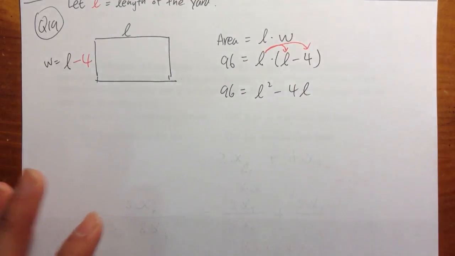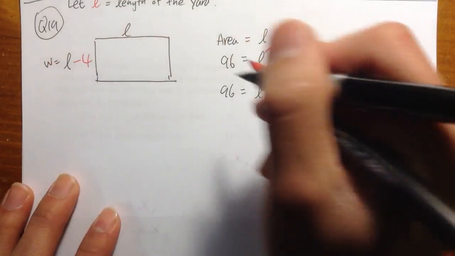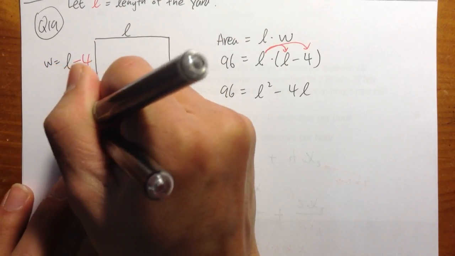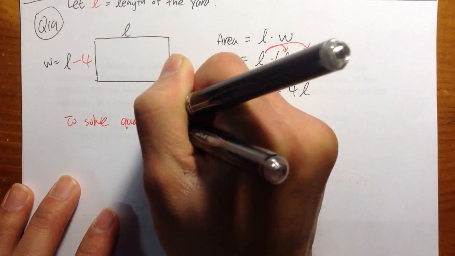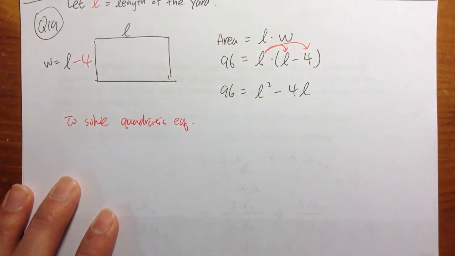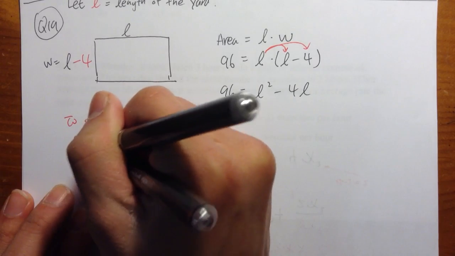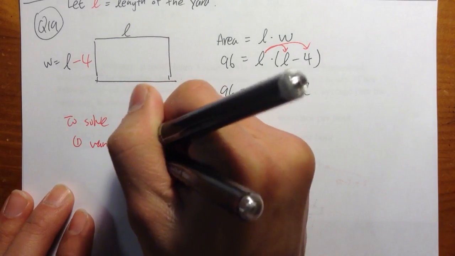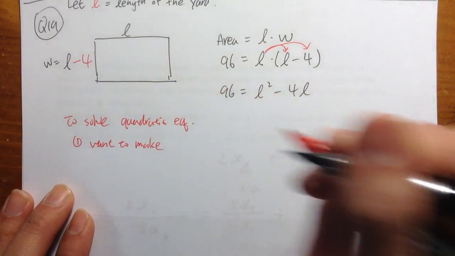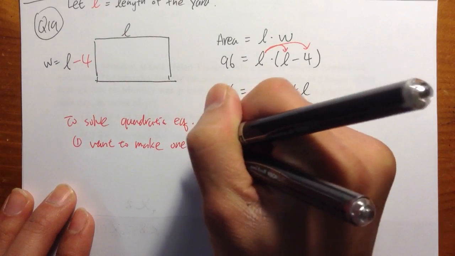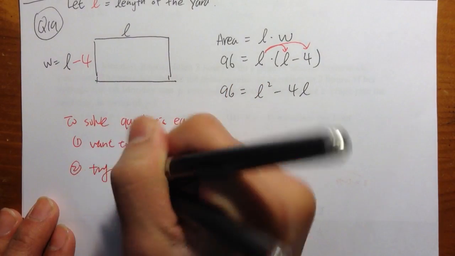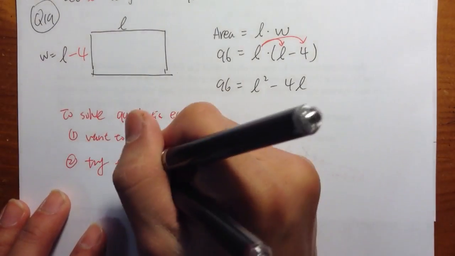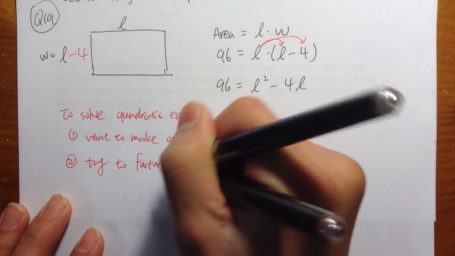So I'll write this down for you guys. To solve a quadratic equation, we want to make one side equal to 0, and then try to factor the other side.